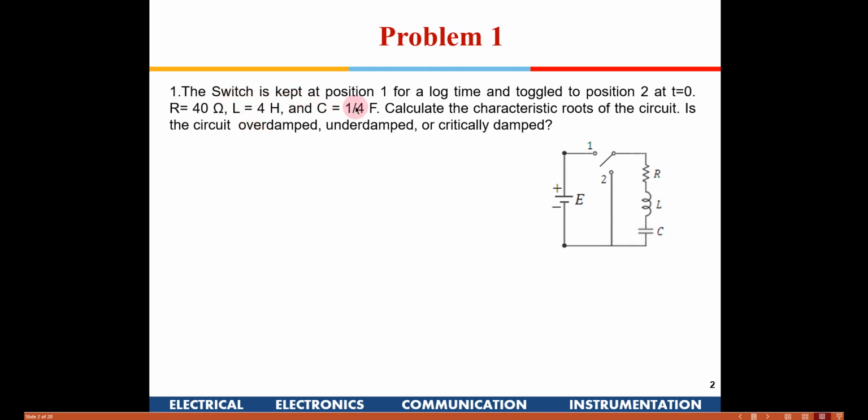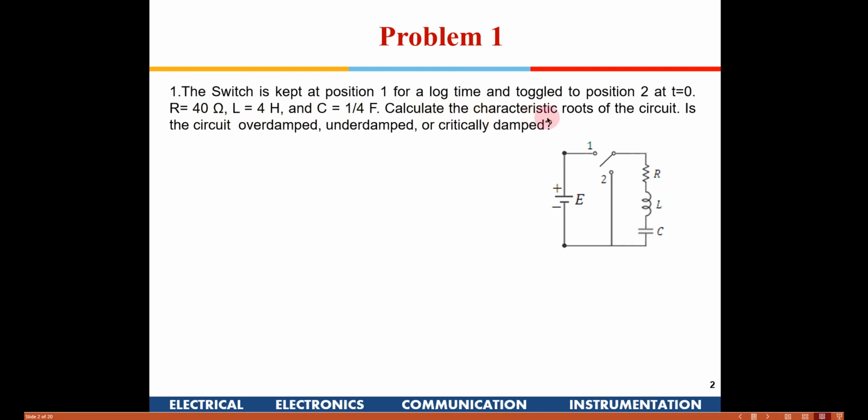A switch is kept in open position. So the figure is given out here. It is kept in position 1, that is, it is put into the top contact here for a long time and toggled to position 2 at t equal to 0. So once it is kept in the top position, you have this voltage source and you have a resistance, inductor and a capacitance in series. So it is an RLC series circuit which is powered by a voltage source. Okay, and the values of R, L and C are given here.